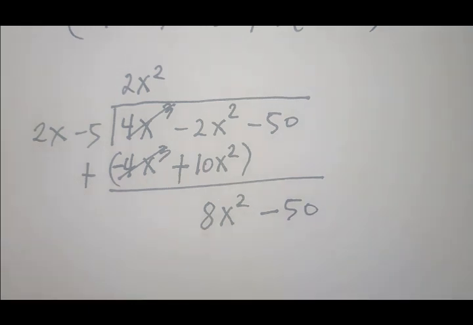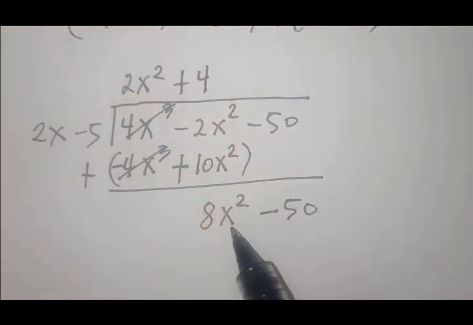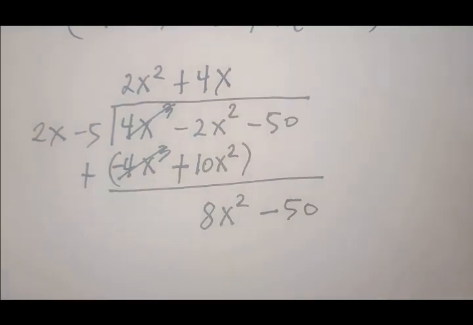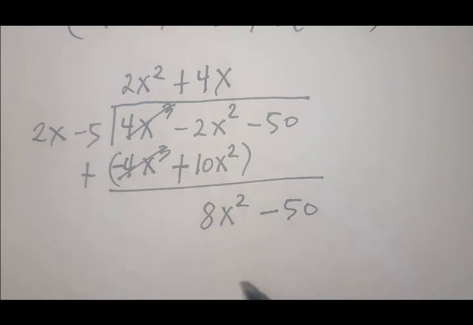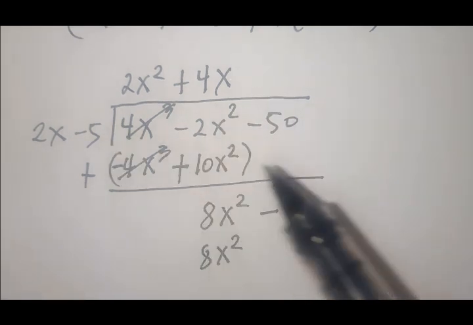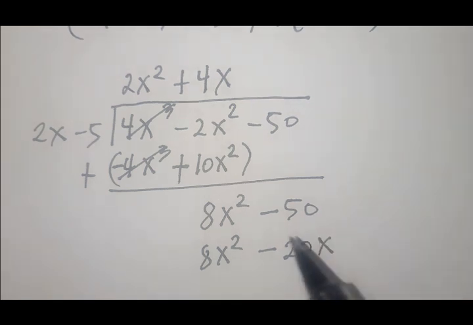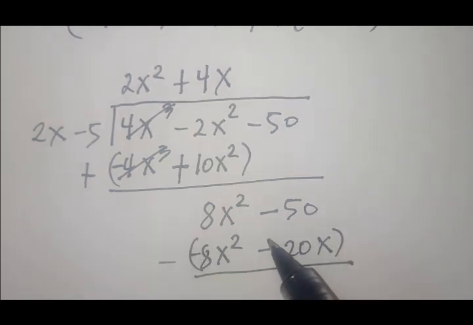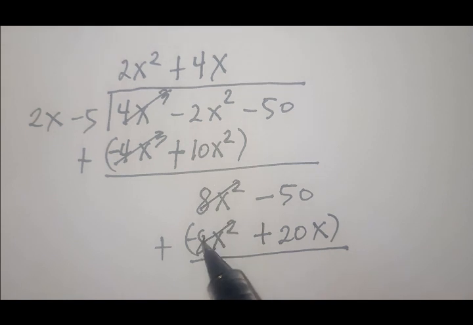8 divided by 2. Dahil positive naman siya, plus 4. Then x squared divided by x. So subtract natin yung exponent, 2 minus 1 will give you x. So 4x times 2x will give you 8x squared. Then 4x times negative 5 will give you negative 20x. Okay? Then again, subtract tayo. It will become negative, positive, positive. So yung 8x squared natin will become 0.